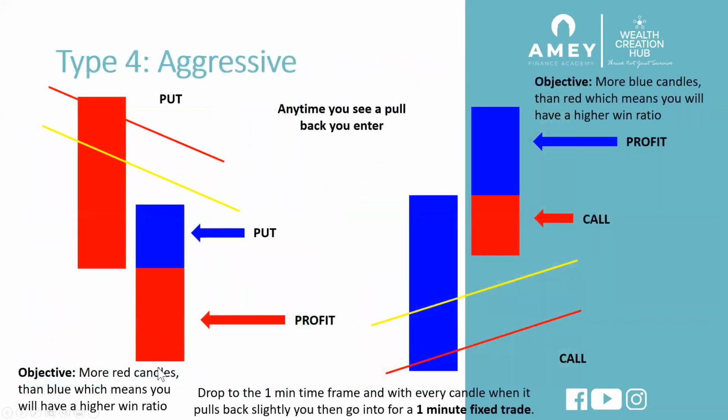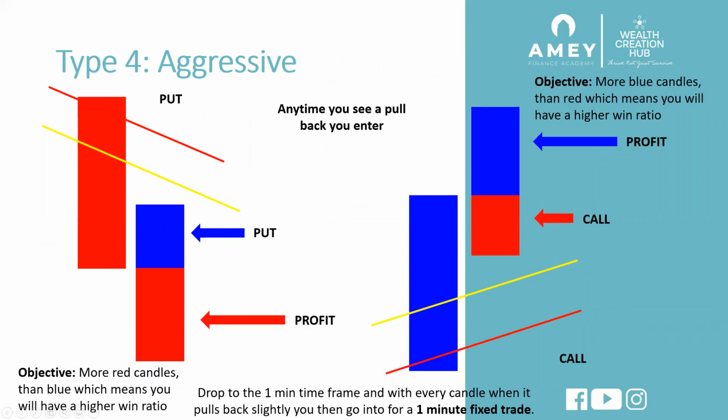Now, the aggressive move is basically when you've done the 4 steps and you're happy with it, you might go in earlier. You might wait for it to pull back or not. But with an aggressive play, once I've done it, I go in. But these ones can be done for 1-minute trades.